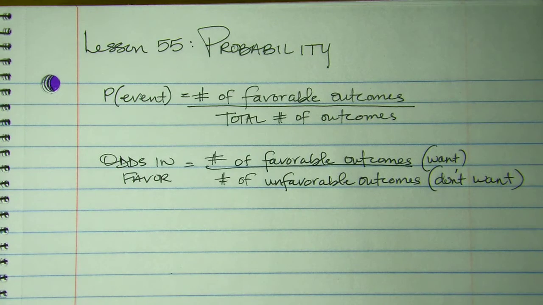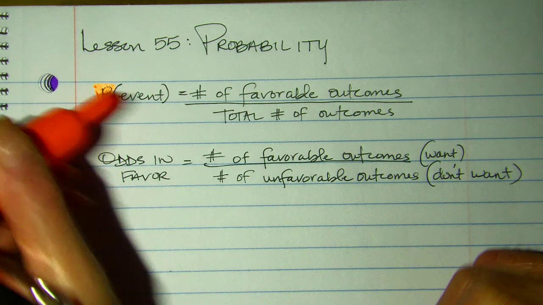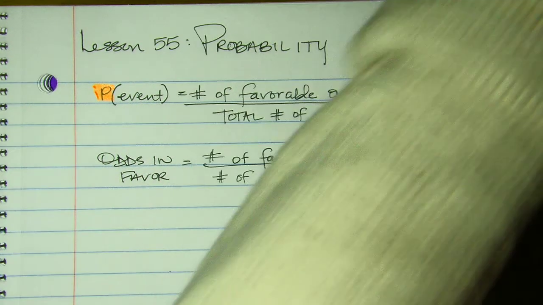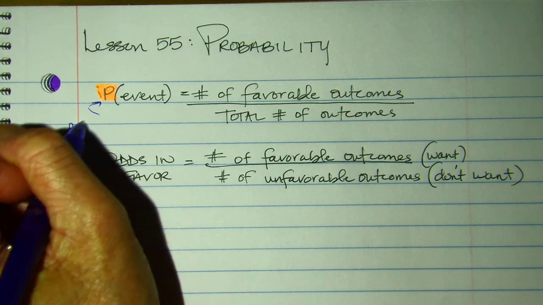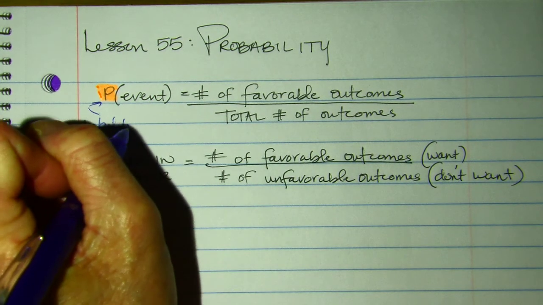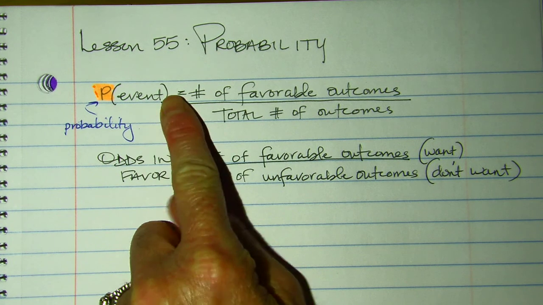Algebra 2. I'm going to be covering Lesson 55, which is on probability. It actually covers two things, the probability of something happening and the odds in favor of something happening. So I wanted to go over both. In this first part, when you see this capital P, that stands for probability. So the probability of any event equals a fraction.